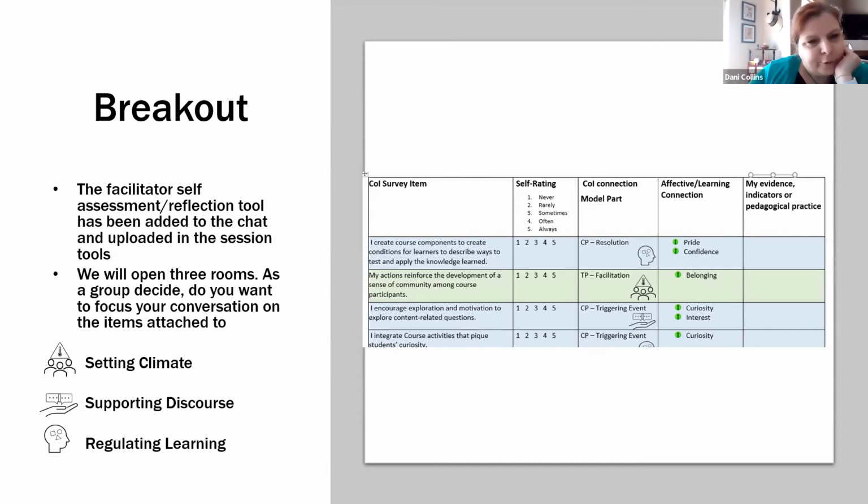My actions reinforce the development of a sense of community among course participants. So I hope that I do that in terms of creating a climate of all of us feeling free and open to discuss and to disagree from time to time, and also to feel that they belong and that they have an important voice in the process of curriculum development. So I don't know if I can pick just one because I appreciate all of them.